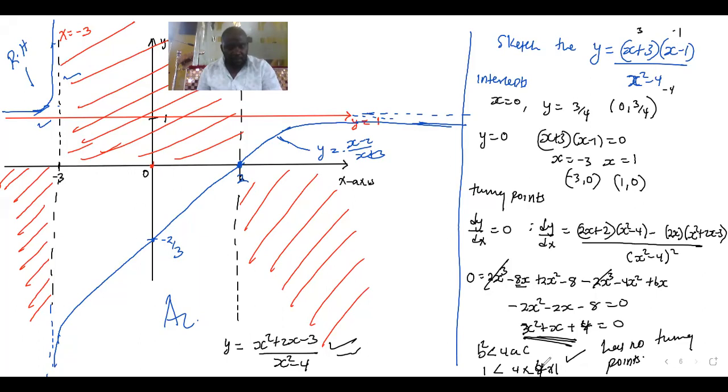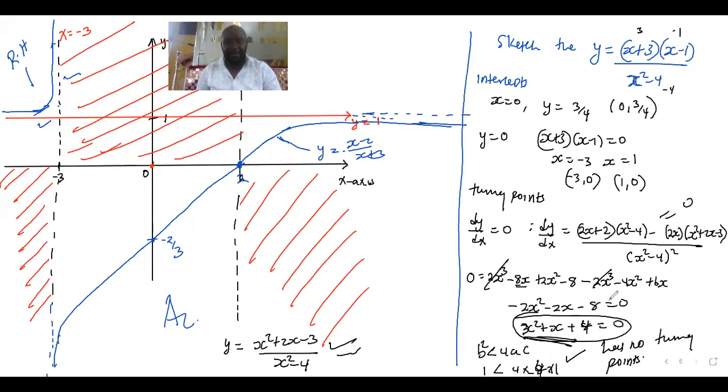The function has no turning points. Can't you investigate this quadratic, the quadratic you deduce after equating the derivative to zero? You equate the numerator, because when you cross multiply, the denominator cancels to zero. Now, when you simplify, you get a quadratic always.